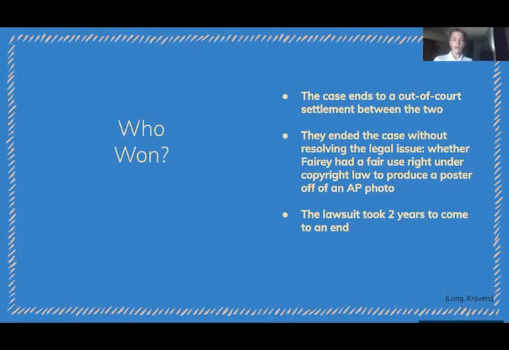So who won in the end? For this case, it was an out-of-court settlement, which basically means that they came to agreement without the need of a court involved. But by doing that, Fairey had a fair use right under copyright law to produce a poster off an AP photo. But in the end, the lawsuit took 2 years to come to an end.